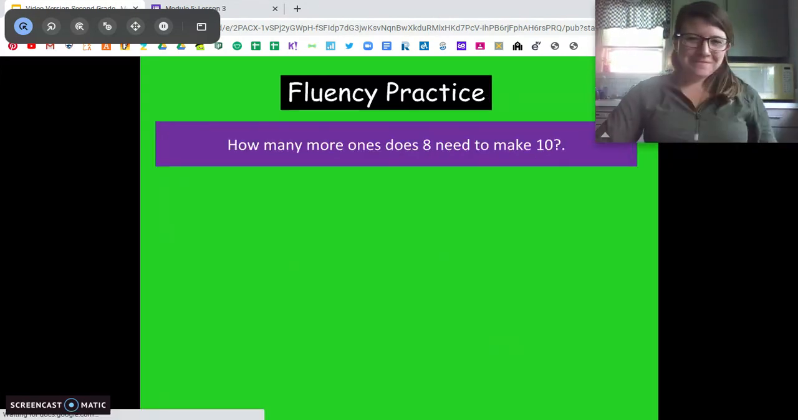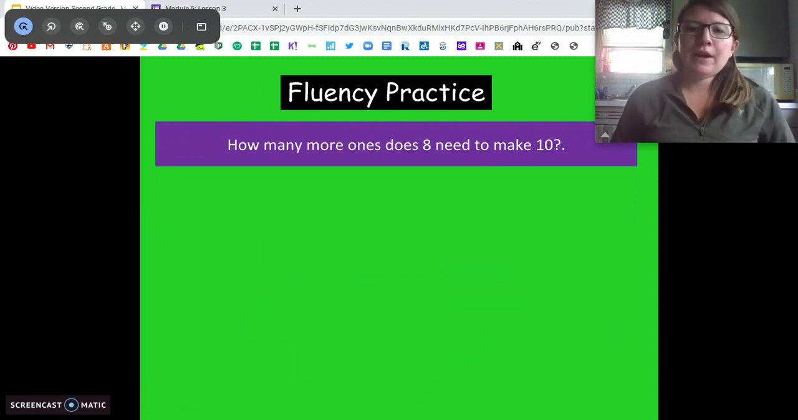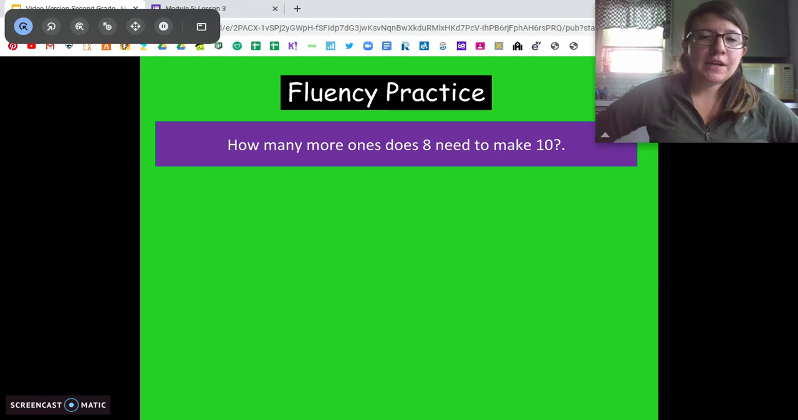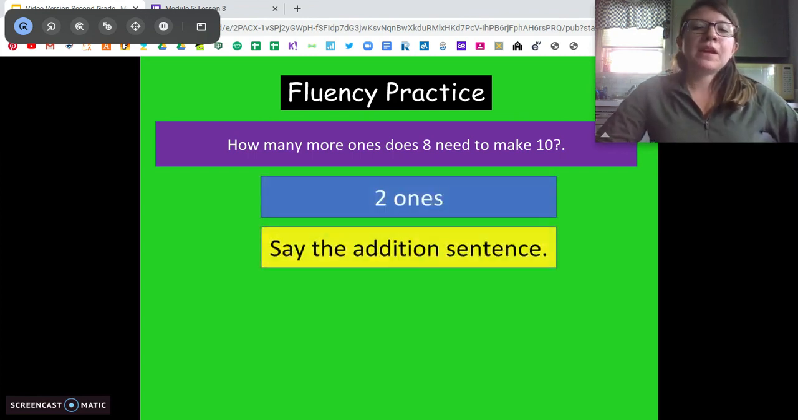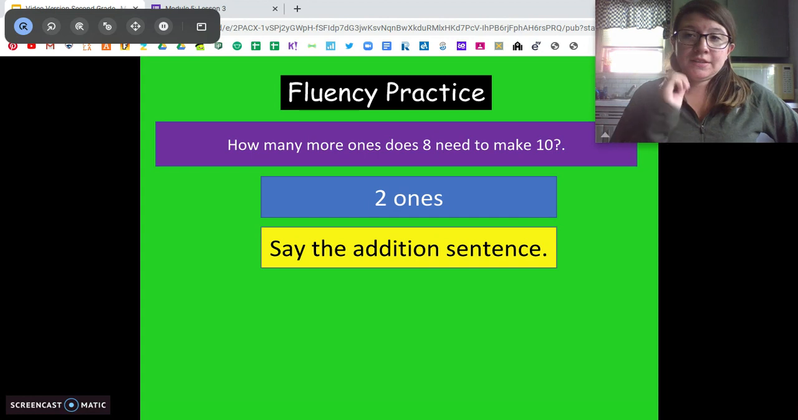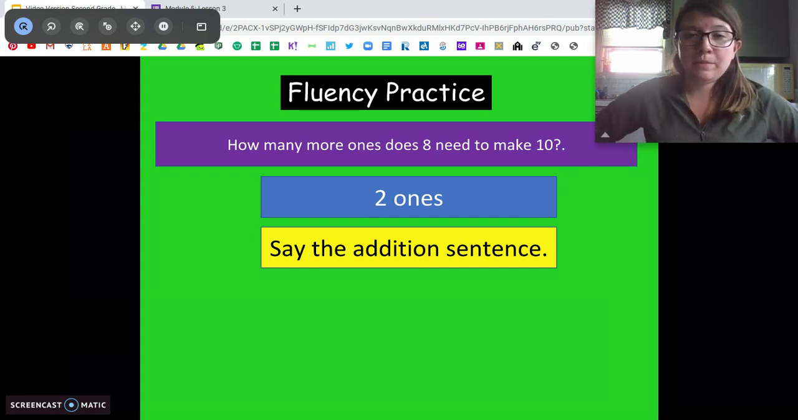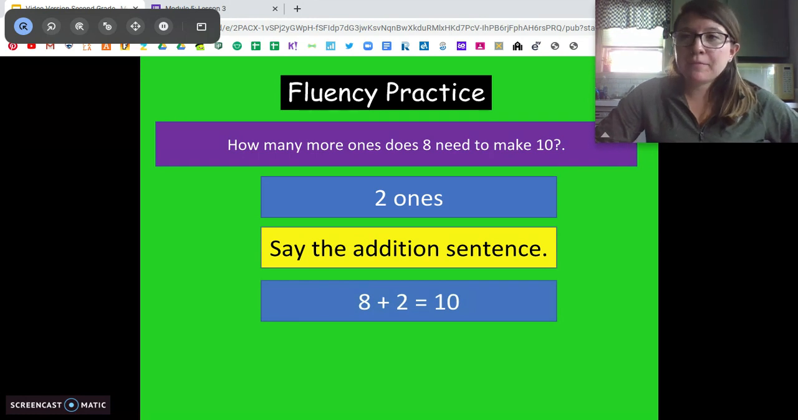Good job. Okay, let's do a little bit of fluency practice. I just want you to tell me this answer. You don't have to write it down. How many more 1s does 8 need to make a 10? 2. Very good. So let's say that addition sentence. Tell me what that addition sentence would be. Yeah, it's going to be 8 plus 2 equals 10.